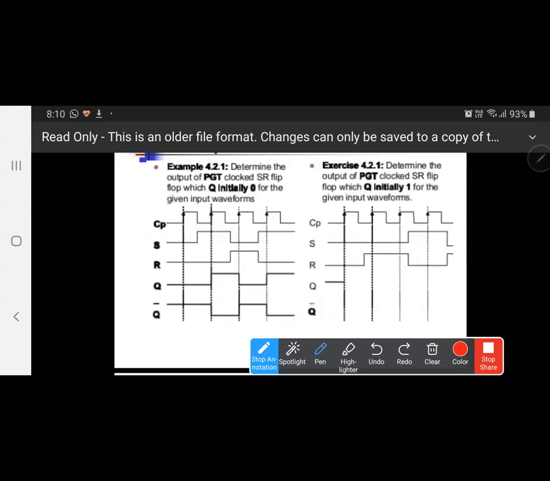The question is, determine the output of PGT. PGT means positive going triggering. PGT means edge triggering. They are talking about edge triggering, and positive means when it goes up. Clocked SR flip-flop, and because they mention here SR flip-flop, we know that for the flip-flop it is edge triggering. Clear?